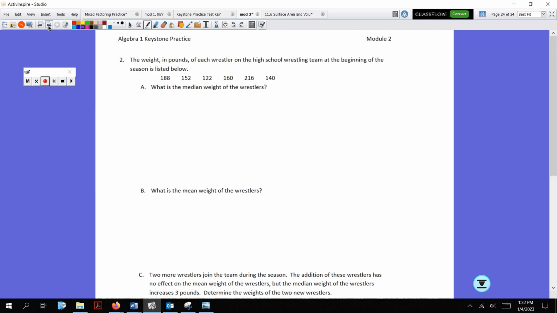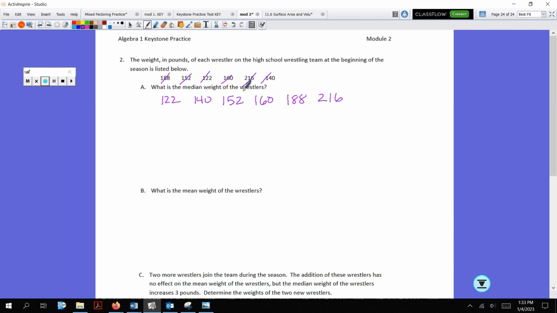All right, I don't know if you recognize this question. This is from one of your tests that you took. So what we're going to do is go through this. First off, the median of the wrestlers. Always when trying to find the median, list everything least to greatest. So start with the smallest, 122, then 140, then 152, then 160, 188, and 216.